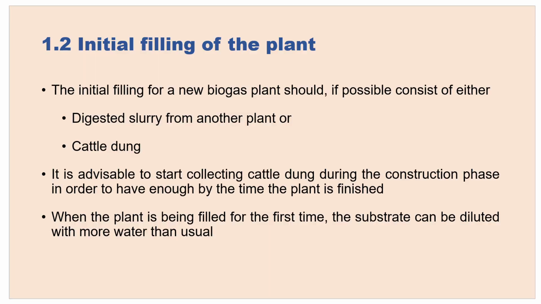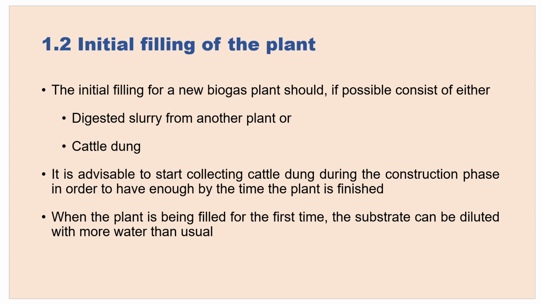We know that biogas is the process of methane formation, which involves favorable microorganisms. So the first thing we have to keep in mind is to feed the favorable microorganisms into the system for proper biogas formation. We can use digested slurry from any other plant, or cattle dung, which is rich in methanogenic bacteria. That process is called seeding, and it is advisable to collect the slurry or the cattle dung before the starting or during the construction phase itself.